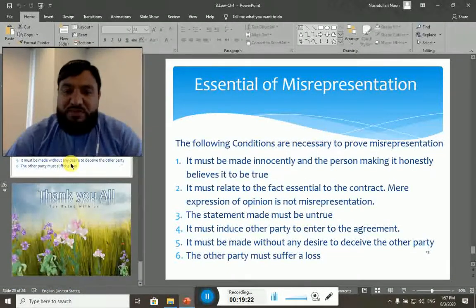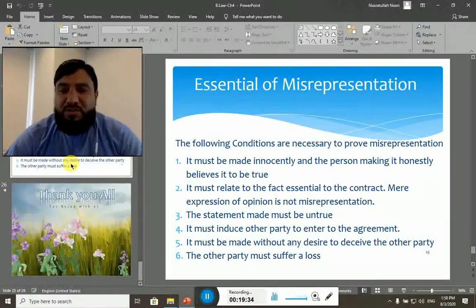Essentials of misrepresentation. What are the further characteristics of misrepresentation? Number one, it must be made innocently, and the person making it honestly believes it to be true, right? Like, you cannot say, believe me, I did not know that this has a defect. It is one of the conditions of misrepresentation that the person does not know about the truth, and that's why it is called misrepresentation.